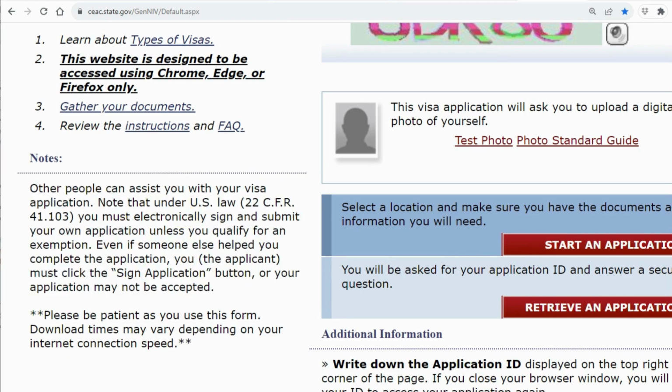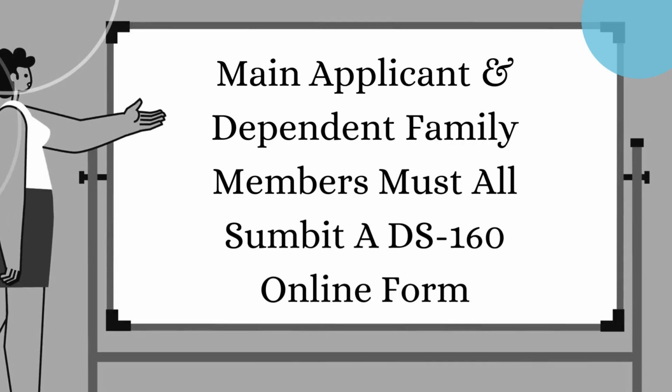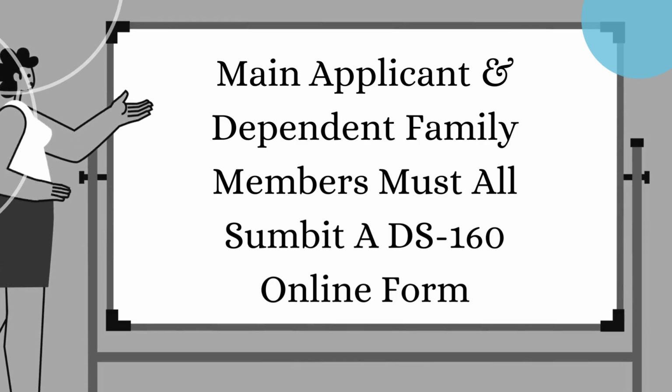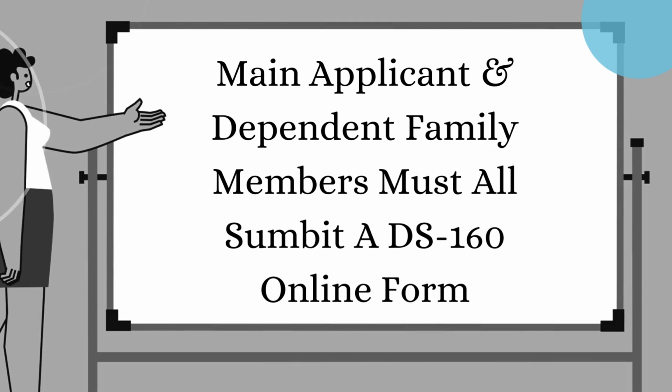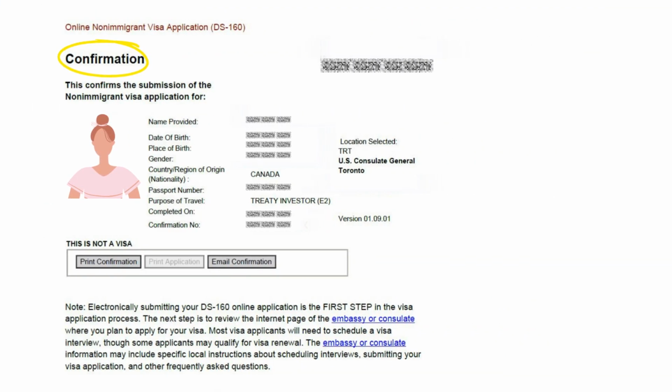Each applicant, including the dependent family member applying as E2 dependents, do need to have a DS-160 online form for submission. Our office prepares these forms for our clients and all their dependents.